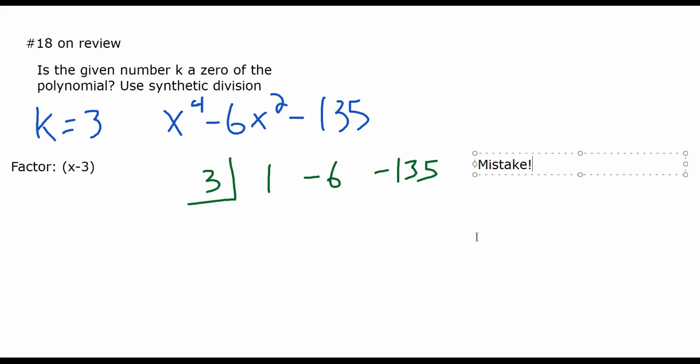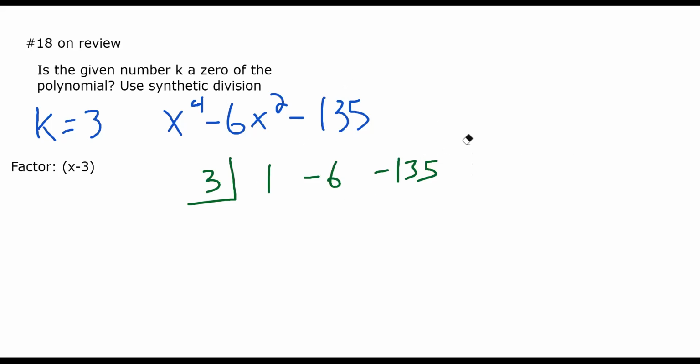simply because this is x to the 4th. You've skipped over a potential x to the 3rd here, x squared. Then you've skipped over a potential x value here. The way synthetic division reads these coefficients here is 1x squared minus 6x minus 135, which is not what we have. So that's a very easy mistake to make.